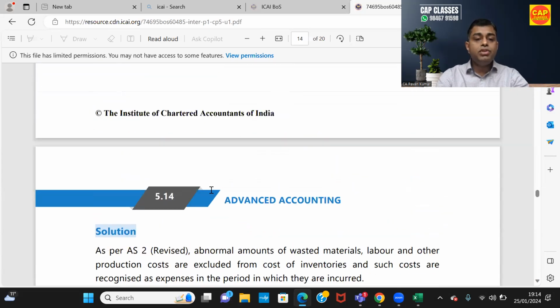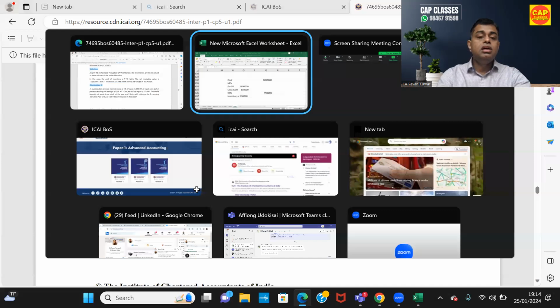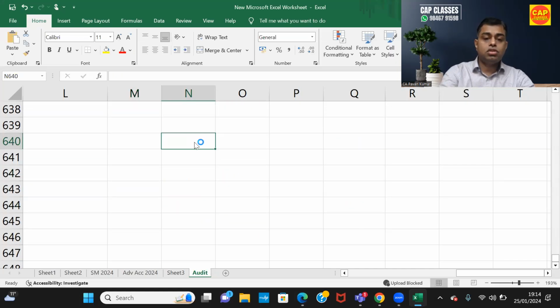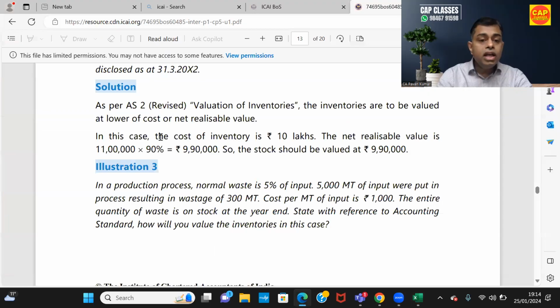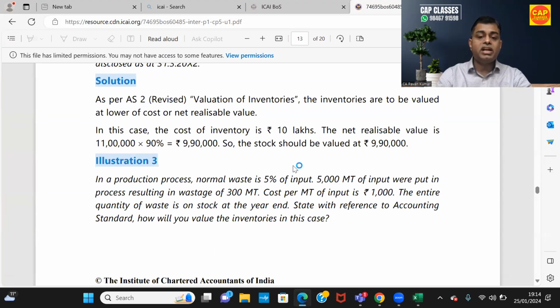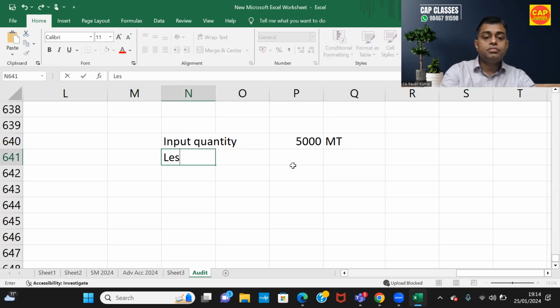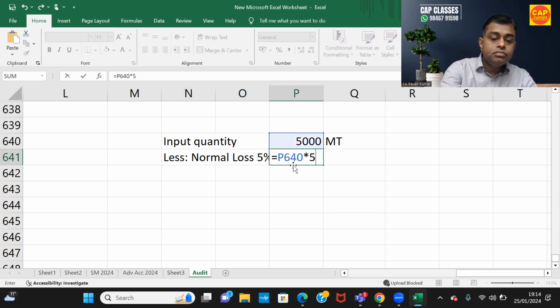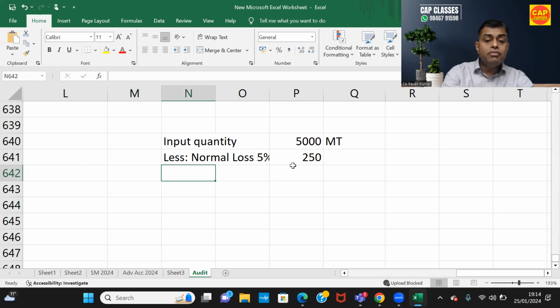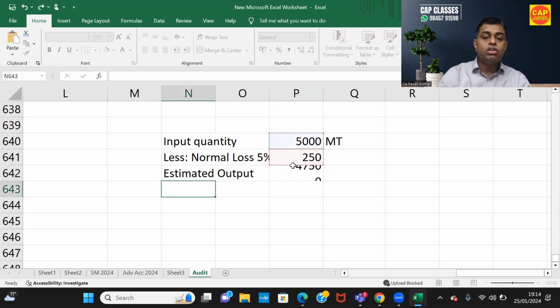So what is the concept here? Can you tell me, guys, what is the concept involved here? Normal loss, abnormal loss. So what is input material? Input quantity is 5,000 metric tons. Less normal loss, 5% they said. So calculate 5% of the above: 250. So this is what we call estimated output, standard output. Estimated output is 4,750.